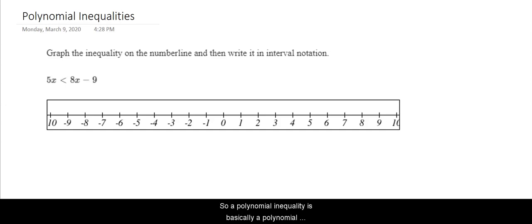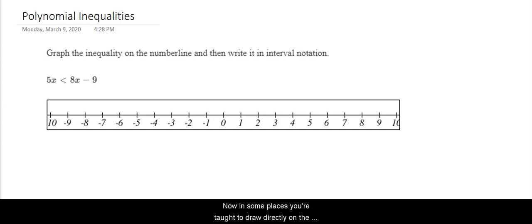So a polynomial inequality is basically a polynomial equation, but instead of an equal sign, it has one of the four inequality symbols: less than, greater than, less than or equal to, greater than or equal to. We're going to take a look at this first problem here. We're going to be graphing them both in what's called interval notation and on the number line.